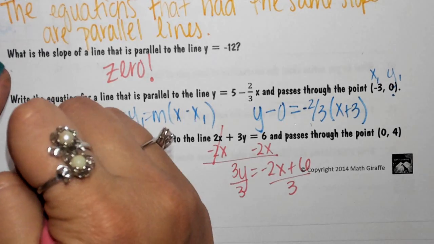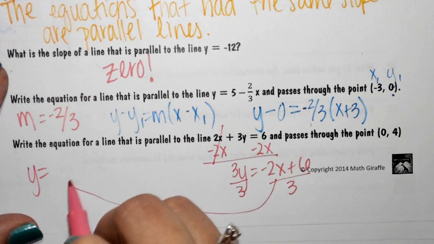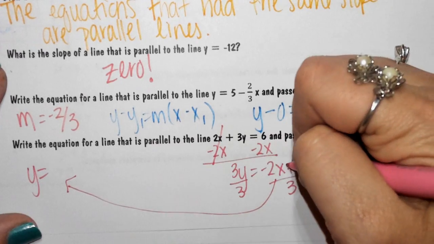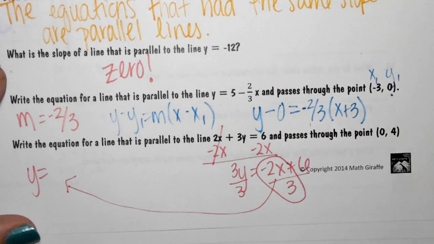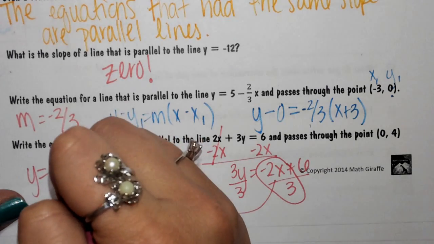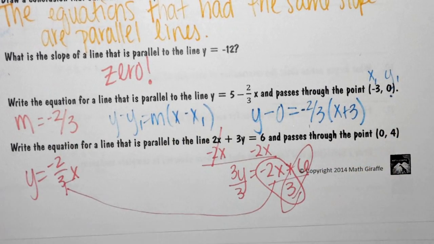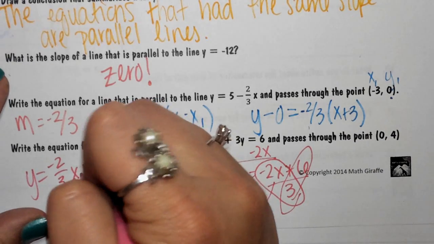Both terms. Alright, so I'm going to come over here because I'm out of room down there. I'm going to bring this over here. What does negative 2x divided by 3 turn out to be? Negative 2/3 x. Alright, what does 6 divided by 3 turn out to be? Plus 2.